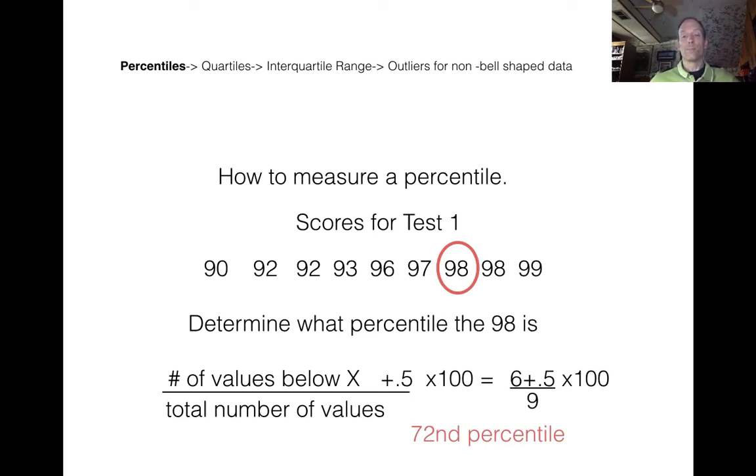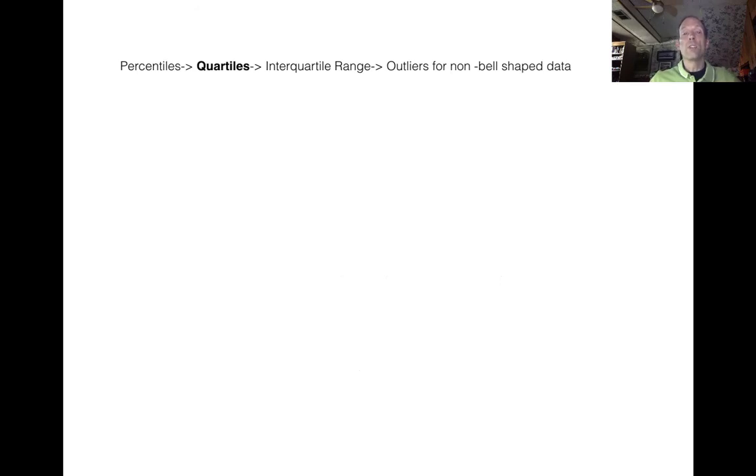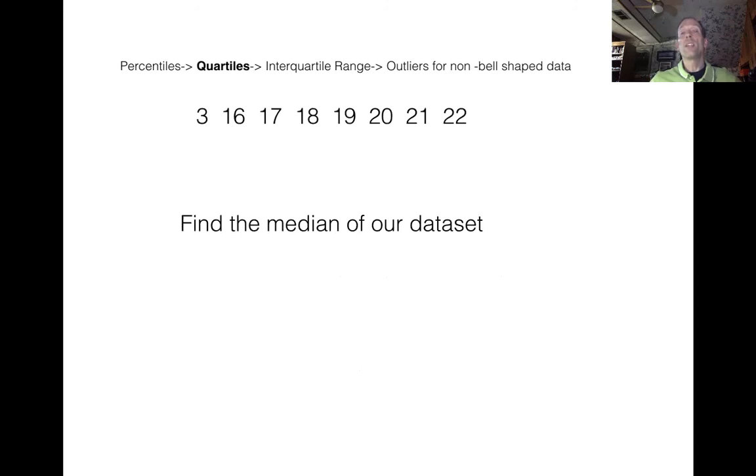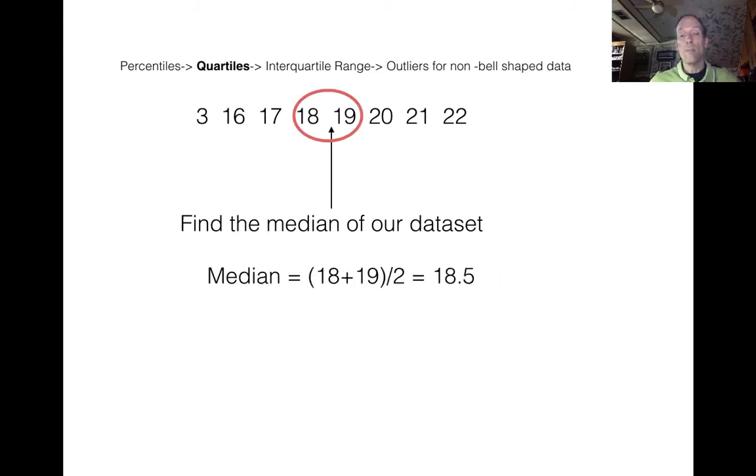All right. Now that we know that, let's start to talk about quartiles. If we have a data set that's shown up here, the first thing we're going to do is find the median of the data set. Now we have to take into account, do we have an even number of values or an odd number of values in the data set? In this case, we have an even number of values, so our median is going to be the average of the middle two numbers. When we calculate the median out, it's going to be 18.5.